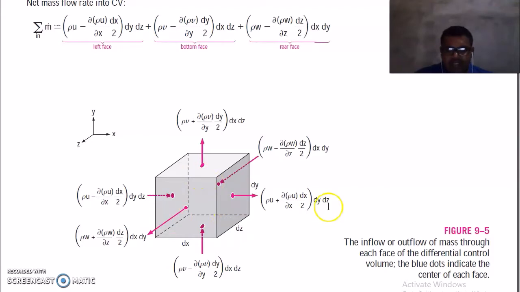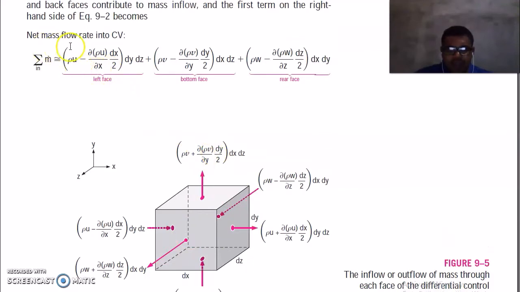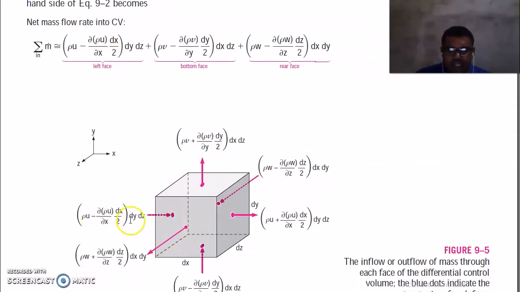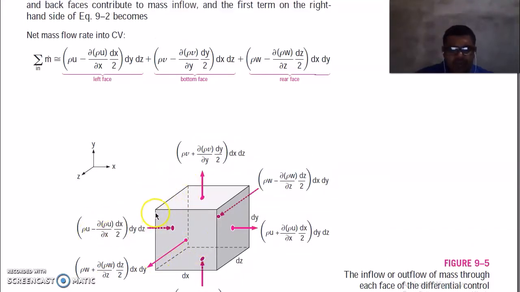That is from the right hand side, and from the front side and top side. So we can apply the mass rate into the control volume here, where dy dz is the area perpendicular to the direction of the flow of the fluid. So in this case dy dz, because this is dy and this is your dz. So this is the area perpendicular to the direction of the flow.